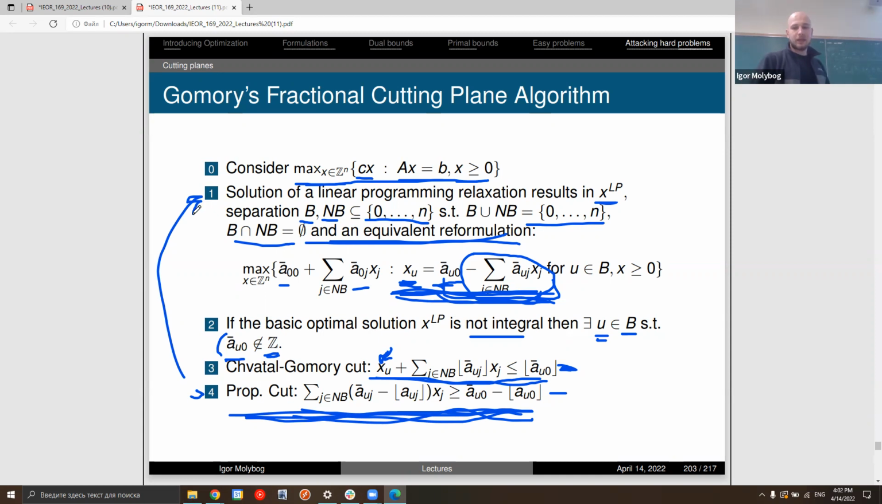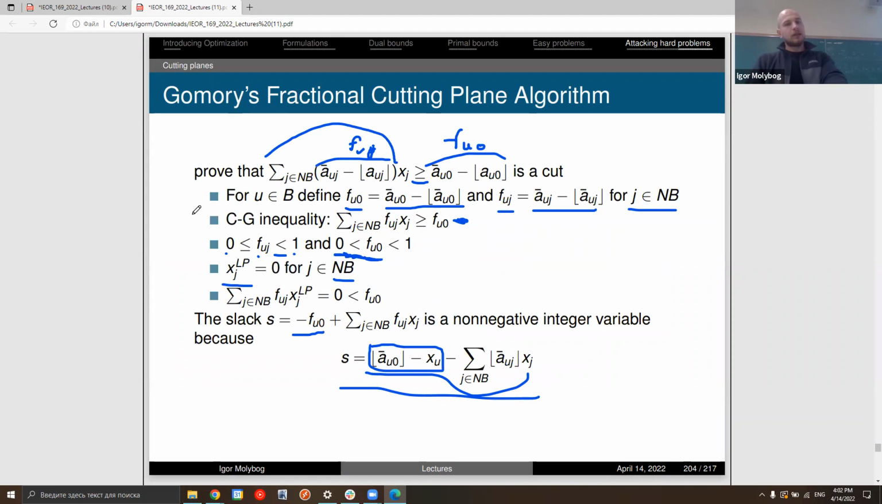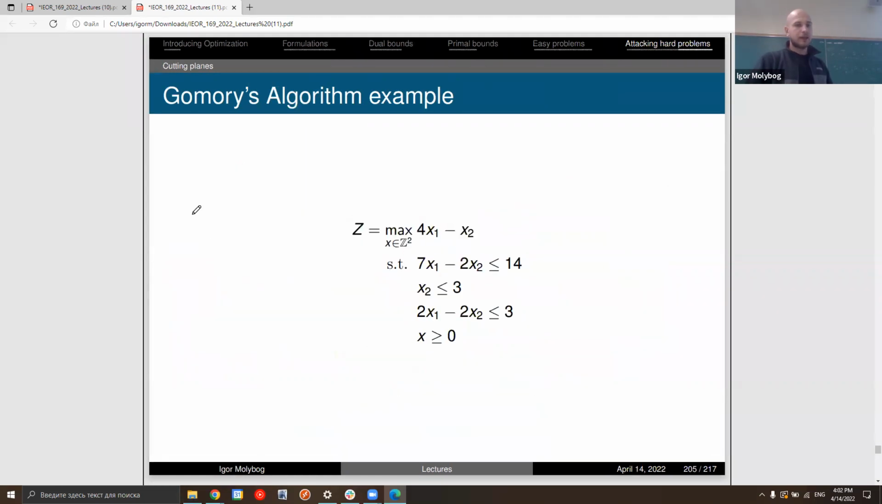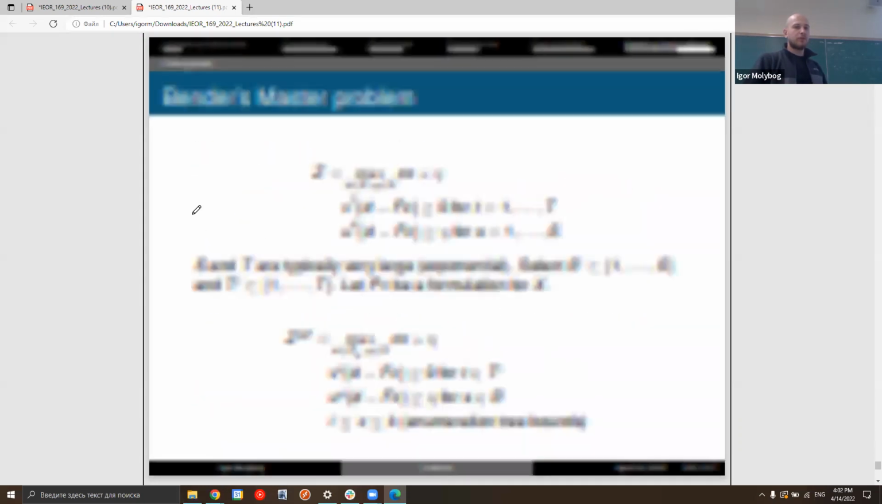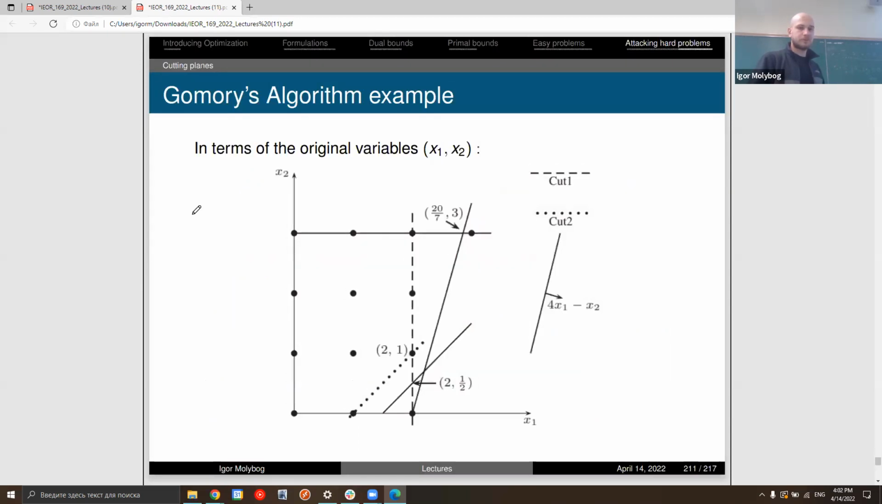And the next time I will repeat this last part about the slack, and I will also give you an example of this Gomory algorithm, and we will consider Benders' algorithm as well, which is applied to not only integer programming problems, but also mixed integer programming problems.